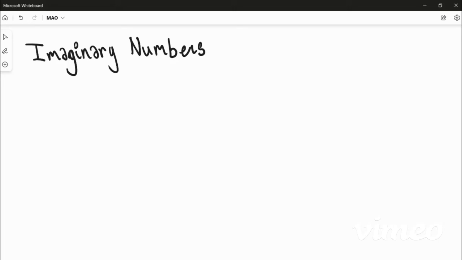We're going to be learning about simplifying imaginary numbers today. But first, what are imaginary numbers, why are they imaginary, and why do we need them?